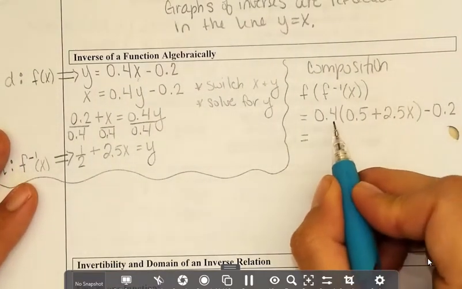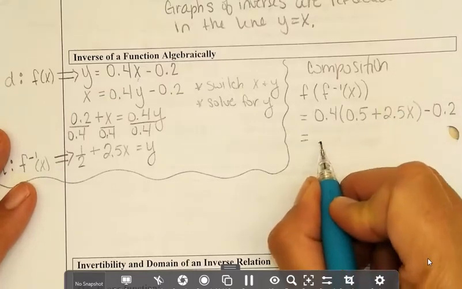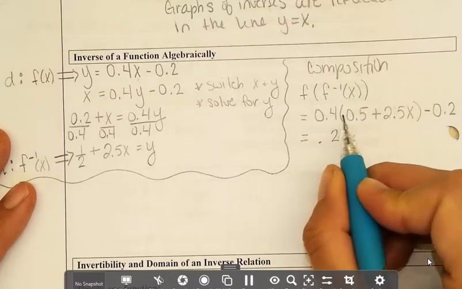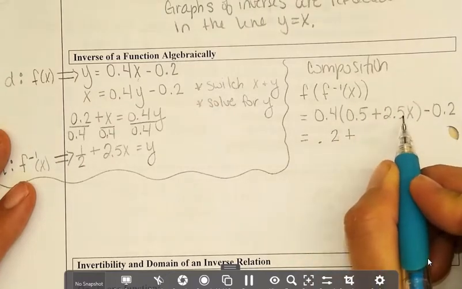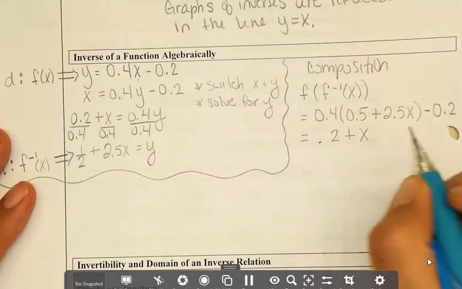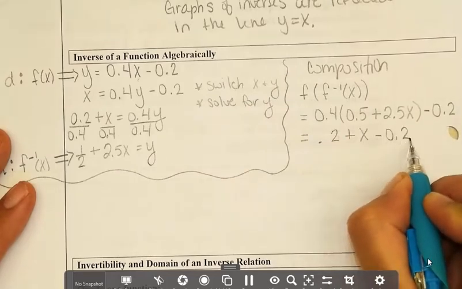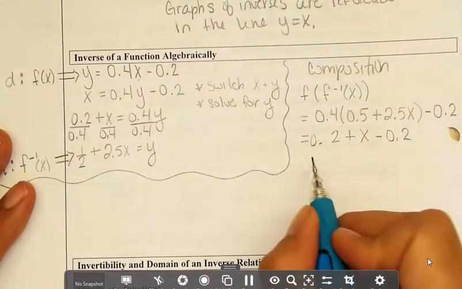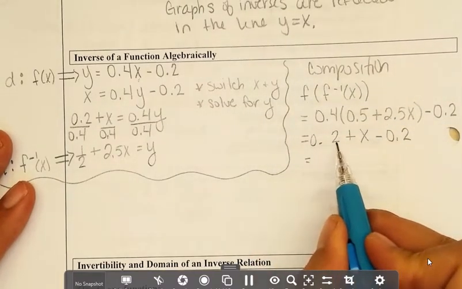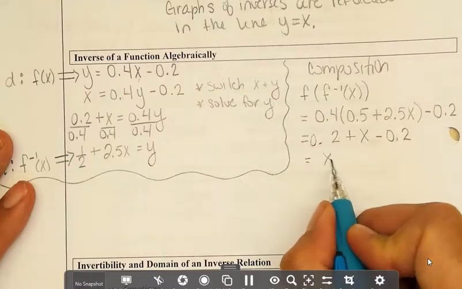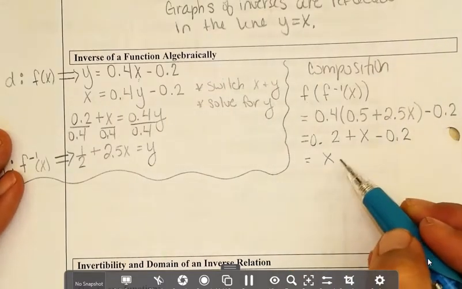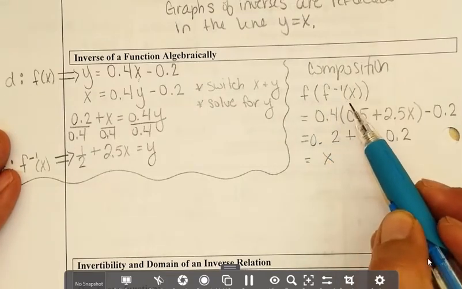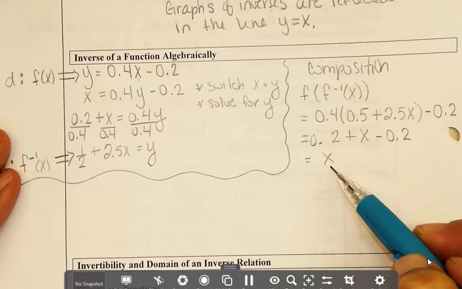Okay, so what I'm going to end up with here is 0.2 plus, now 0.4 times 2.5 is just going to give me x minus 0.2. Oops, that should be 0.2. Notice I've got 0.2 minus 0.2, those are gone, I'm just left with x. Hopefully this is familiar to you, so that if you take a function and you plug its inverse into it, you end up getting the input out.